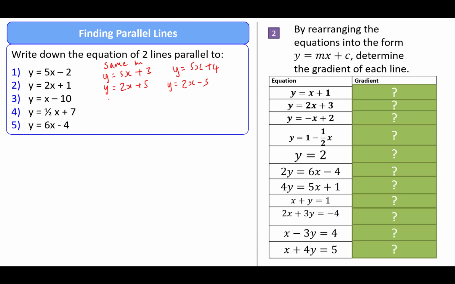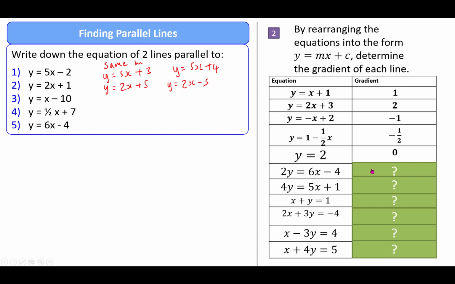Perfect. And I think you've gotten the idea now. Now pause the video and give those ones a go. Perfect, that's the gradient. If they ask you for the y-intercept, or c, that's 1, that's 3, that's 2, and so forth. Right, we did an example of that before. You just divide everything by 2, so the gradient will now become 3.